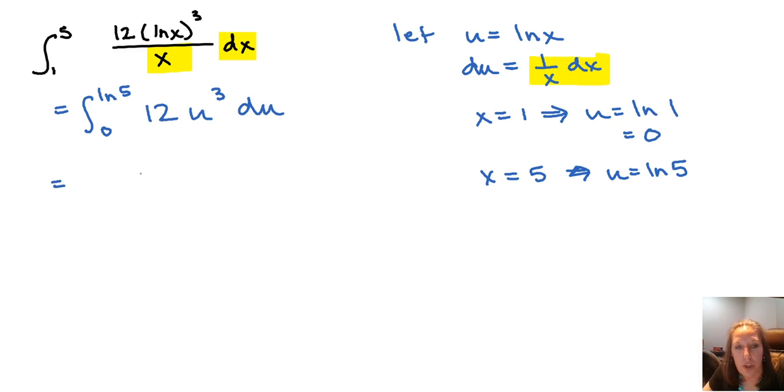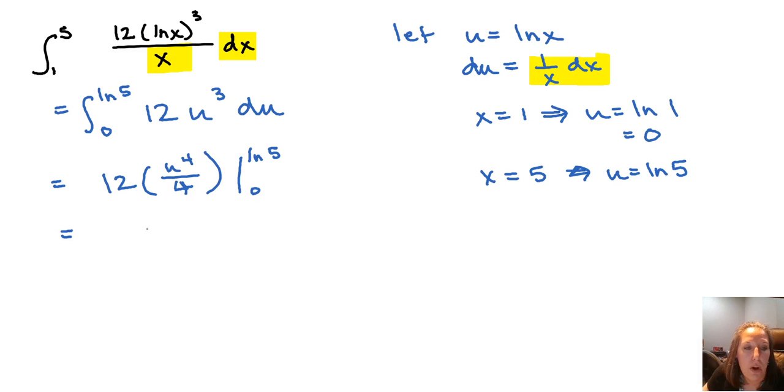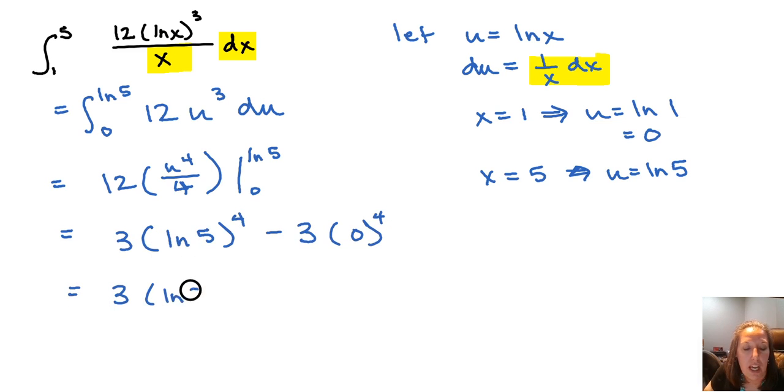And the integral of 12 u cubed du is 12 times u to the 4th over 4. That is evaluated still from 0 to the natural log of 5. Notice that we don't ever go back to the x's. When we change those endpoints, we don't have to go back to x's. All right, 12 over 4 simplifies to 3 times the natural log of 5 raised to the 4th power minus 3 times 0 raised to the 4th power, which is 3 times the natural log of 5 raised to the 4th power.